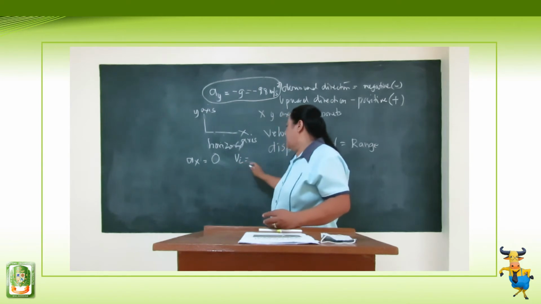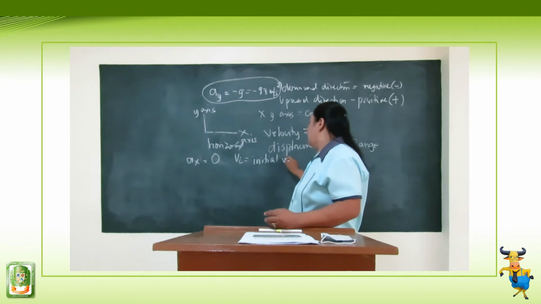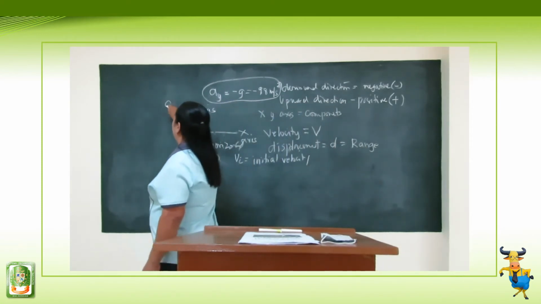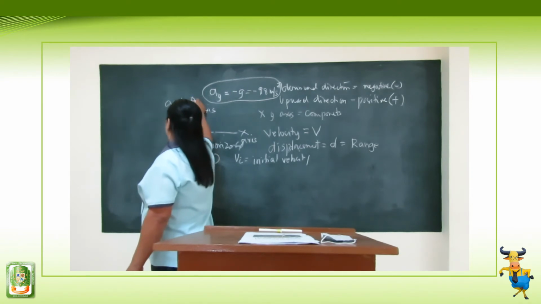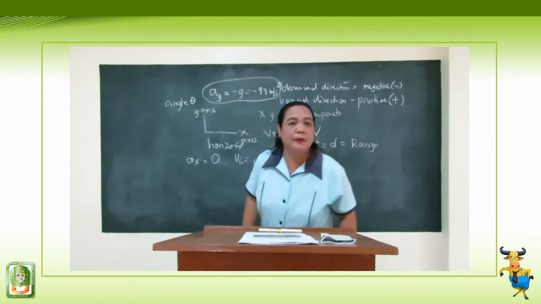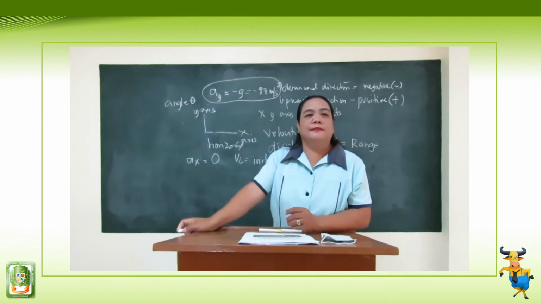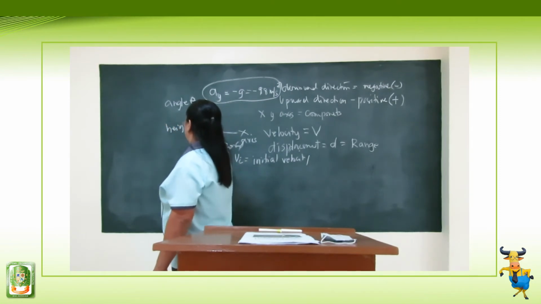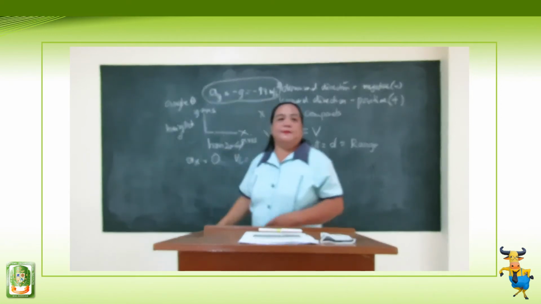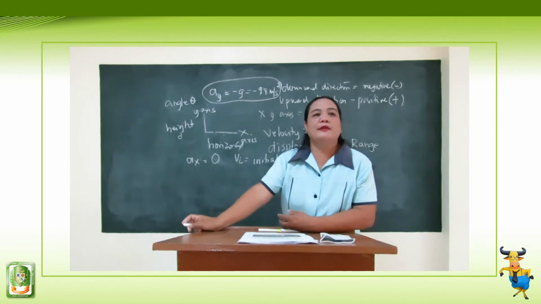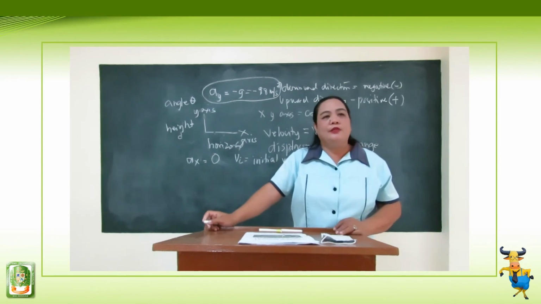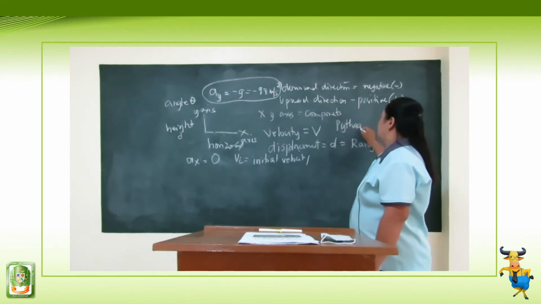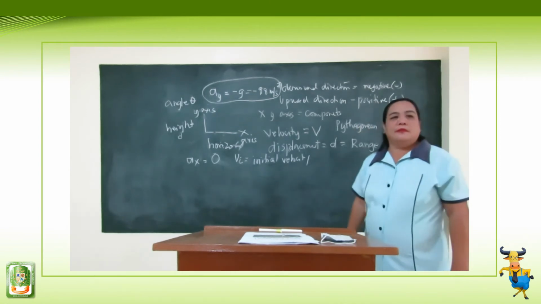assuming that the symbol of initial velocity is v sub i. Initial velocity, angle and height. The symbol of angle is theta. And the height of the projectile, or distance. Given the height of a projectile, we can calculate the components of velocity using the Pythagorean theorem.